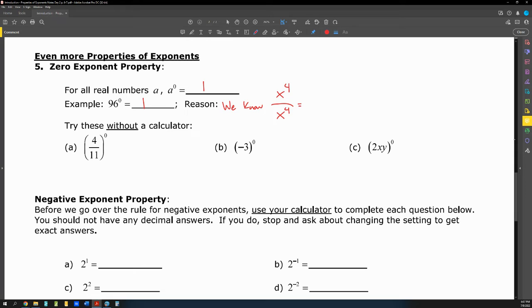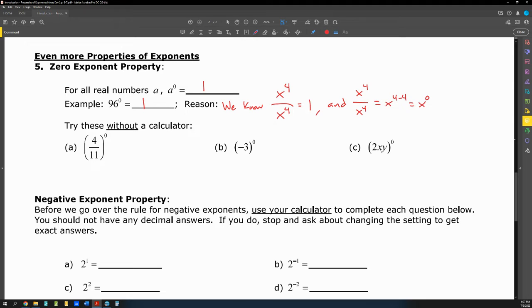We also know that any number over itself, or any quantity over itself, is just 1. We're dividing something by itself. And then again, we know from our last notes that the quotient rule states that we subtract the powers. So x to the 4 minus 4 is equal to x to the 0. So we know that x to the 0 is equal to 1.